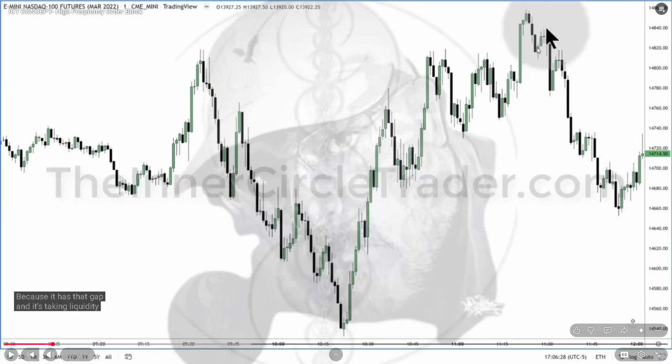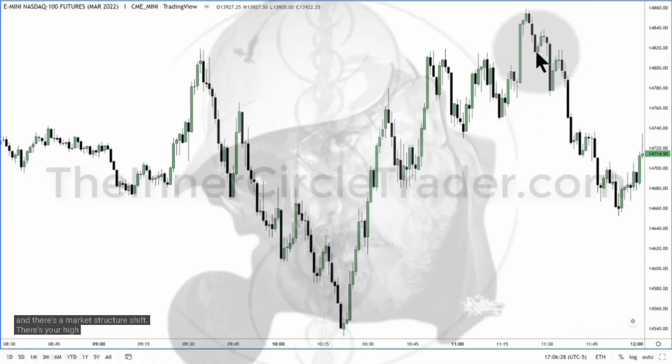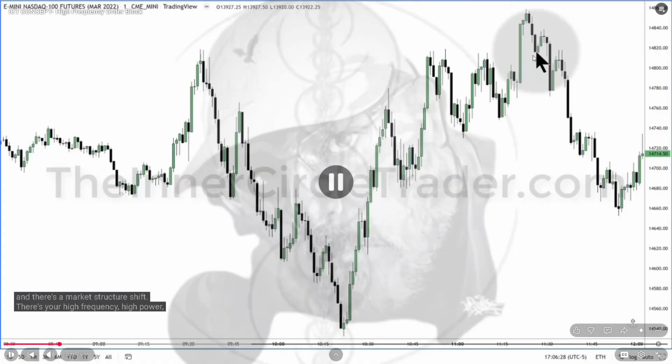And notice, right, he points at the green candles. He doesn't point at the candle before the fair value gap. He points at these candles, the opposing candles before the fair value gap. The green candles before what would be considered the red candles usually, or the buy side candles before the sell side candles. And there's a market structure shift. Right, there's your high frequency, high power.